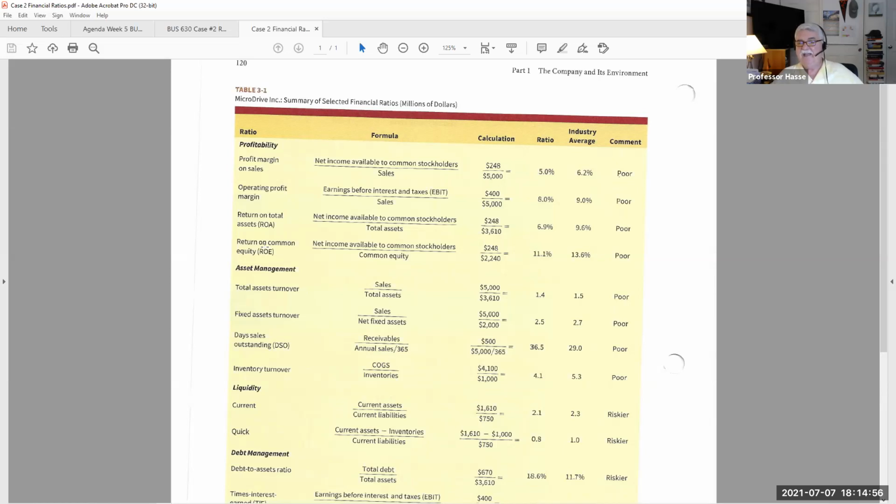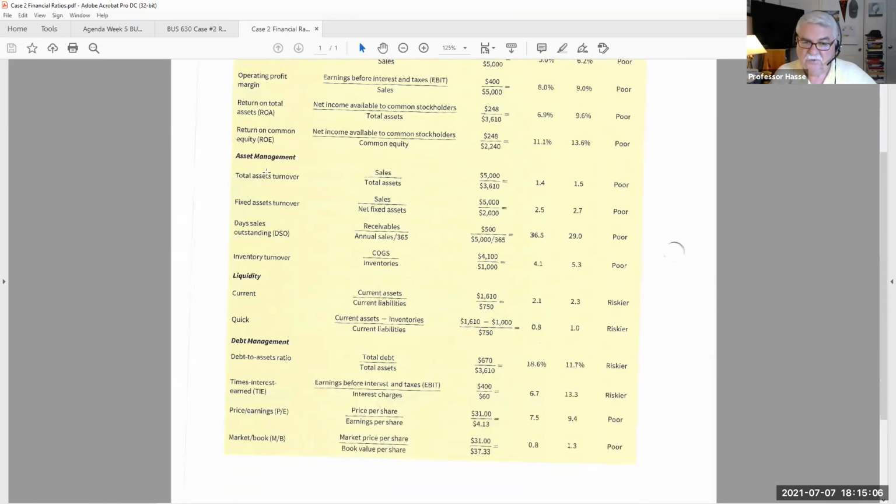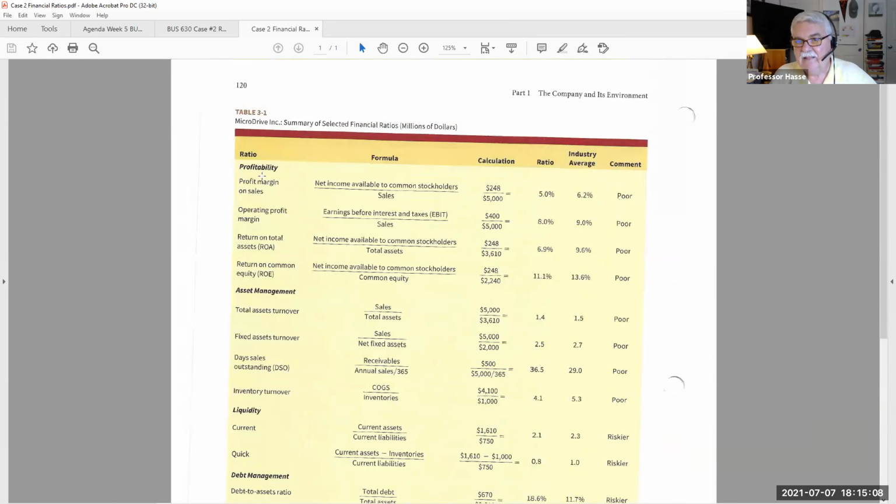To get an A, all you have to do is select one ratio from profitability, one ratio from asset management, one ratio from liquidity, one ratio from debt management. And that's your analysis in this problem. This is on page 120 if you do have a text, but I have provided this in the case material so you can see it.